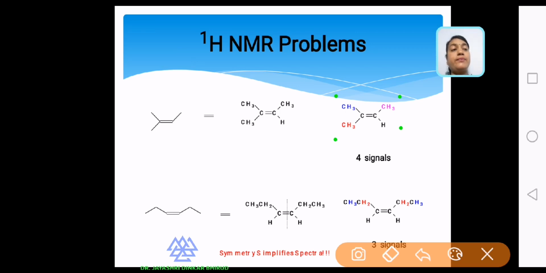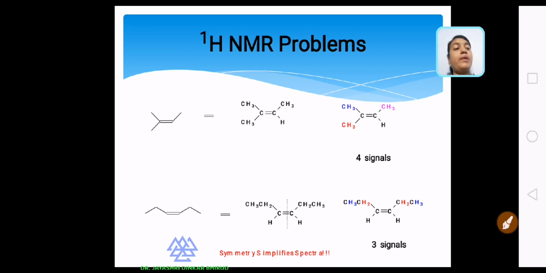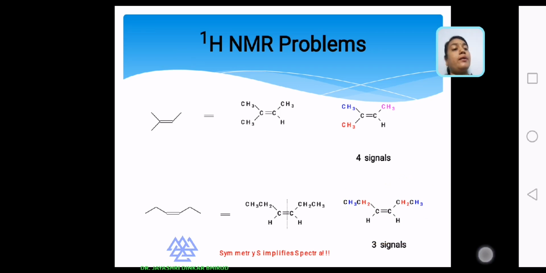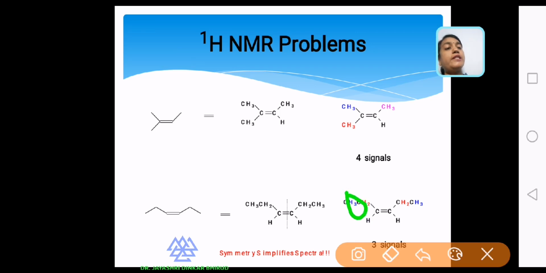See the next example. In this next example, there is also symmetry present. Due to this symmetry, this compound is divided into two equal halves. Due to these two equal halves, the CH3CH2 groups are present on both sides. This CH3 group is attached to the CH2 group, and this one CH3 group is also attached to the CH2 group. So in this way, both the CH3 groups are in the same chemical environment.